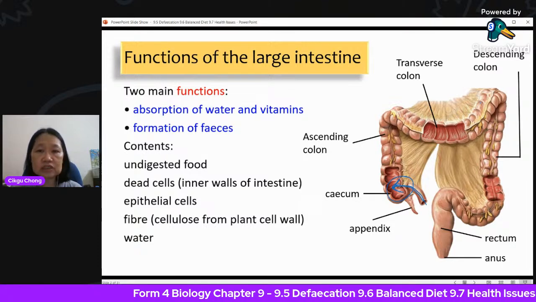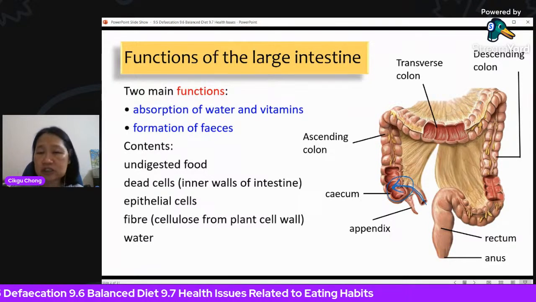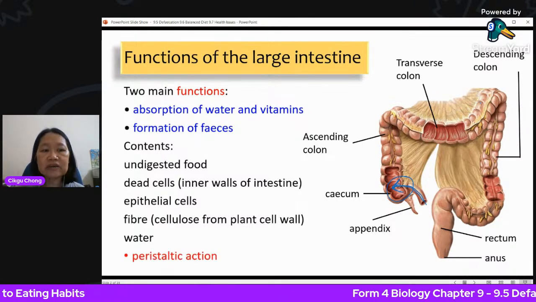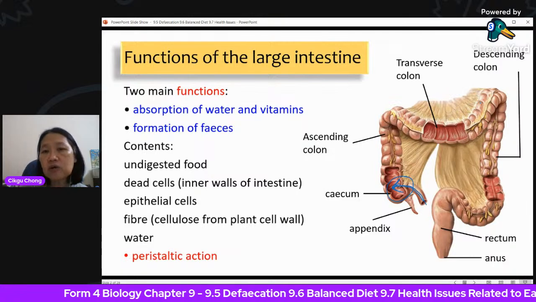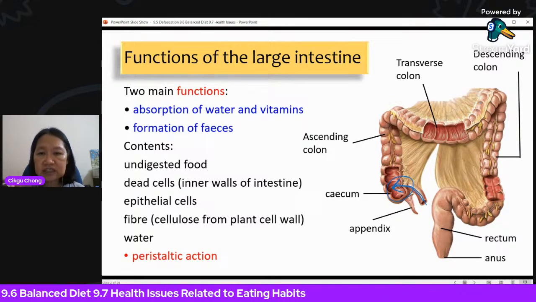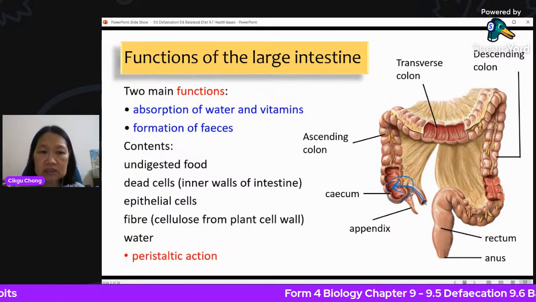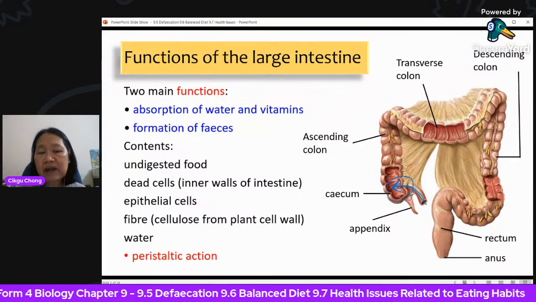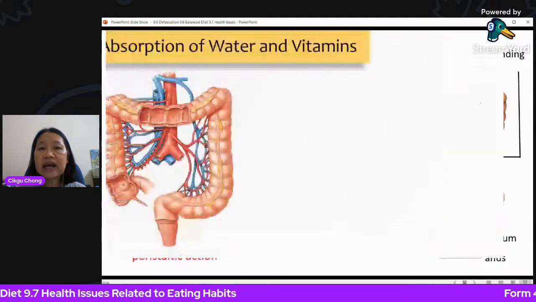And you get water. There's a lot of water that goes into your cecum at this time. So it's that semi-solid, right? It's still very watery at this time. And then all these things enter the ascending colon. Now, inside there, you will have this peristaltic action that moves the contents along from the ascending colon to the transverse colon and subsequently to the descending colon and the rectum. The process that moves it along is the contraction and relaxation of the smooth muscles on the colon, and that is called peristalsis. This is the rhythmic contraction and relaxation of the smooth muscles that helps to move it along.